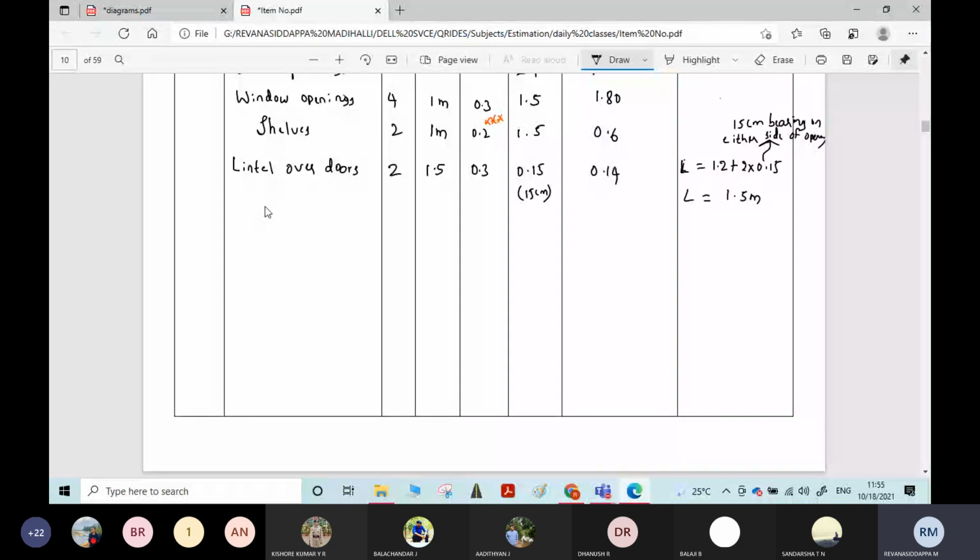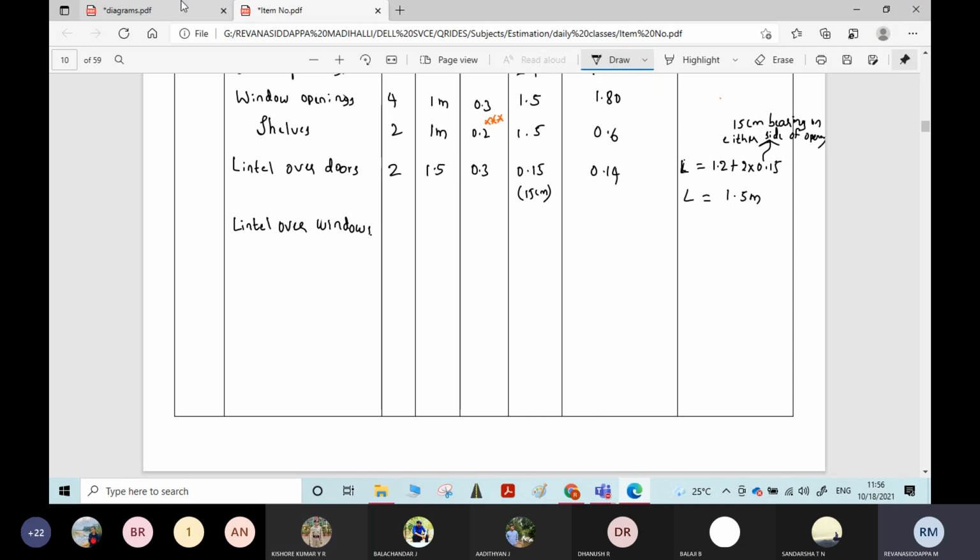Similarly, you do the calculation for lintel over windows. For windows also, you consider a 15 centimeter bearing on either side, and do the quantity calculation. Length is 1.3 meters. Yes, correct, 1.3 meter.